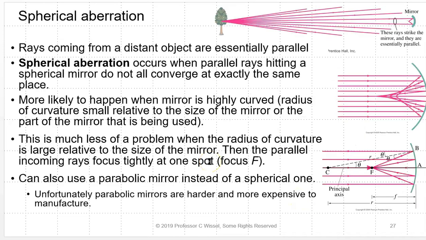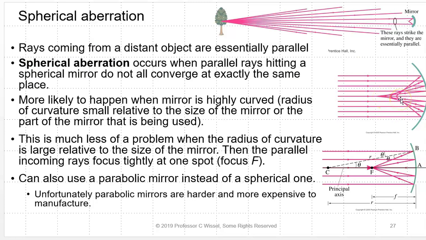Now, spherical aberration occurs when the rays don't come to a sharp focus. So rays coming from a distant object are essentially parallel, and we usually set it up so it's parallel to the central axis. Spherical aberration occurs when the parallel rays hit a spherical mirror and they don't always converge at exactly the same place. In other words, some of them may come to focus here.